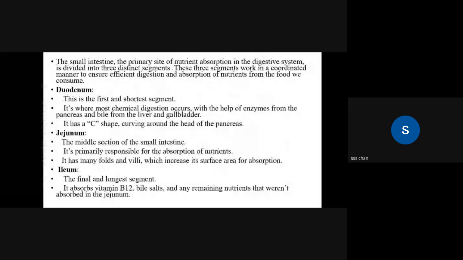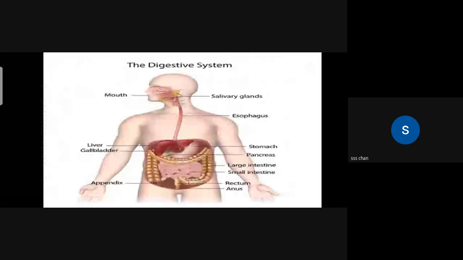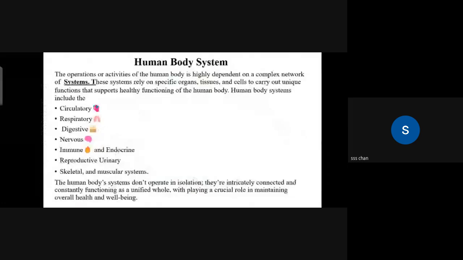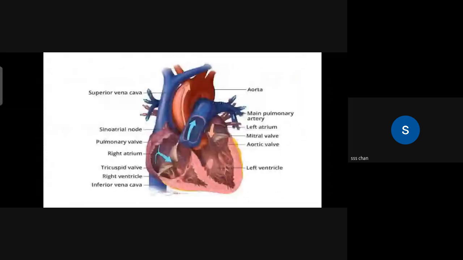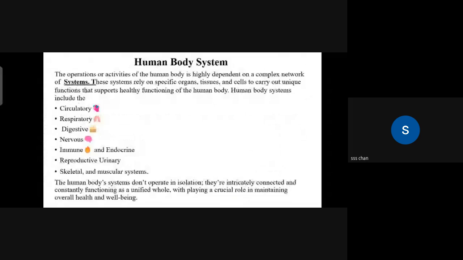That's the last aspect of the human body systems. We're done. We've talked about the circulatory, the respiratory, the digestive, and the nervous systems, but we've not concluded the digestive system.